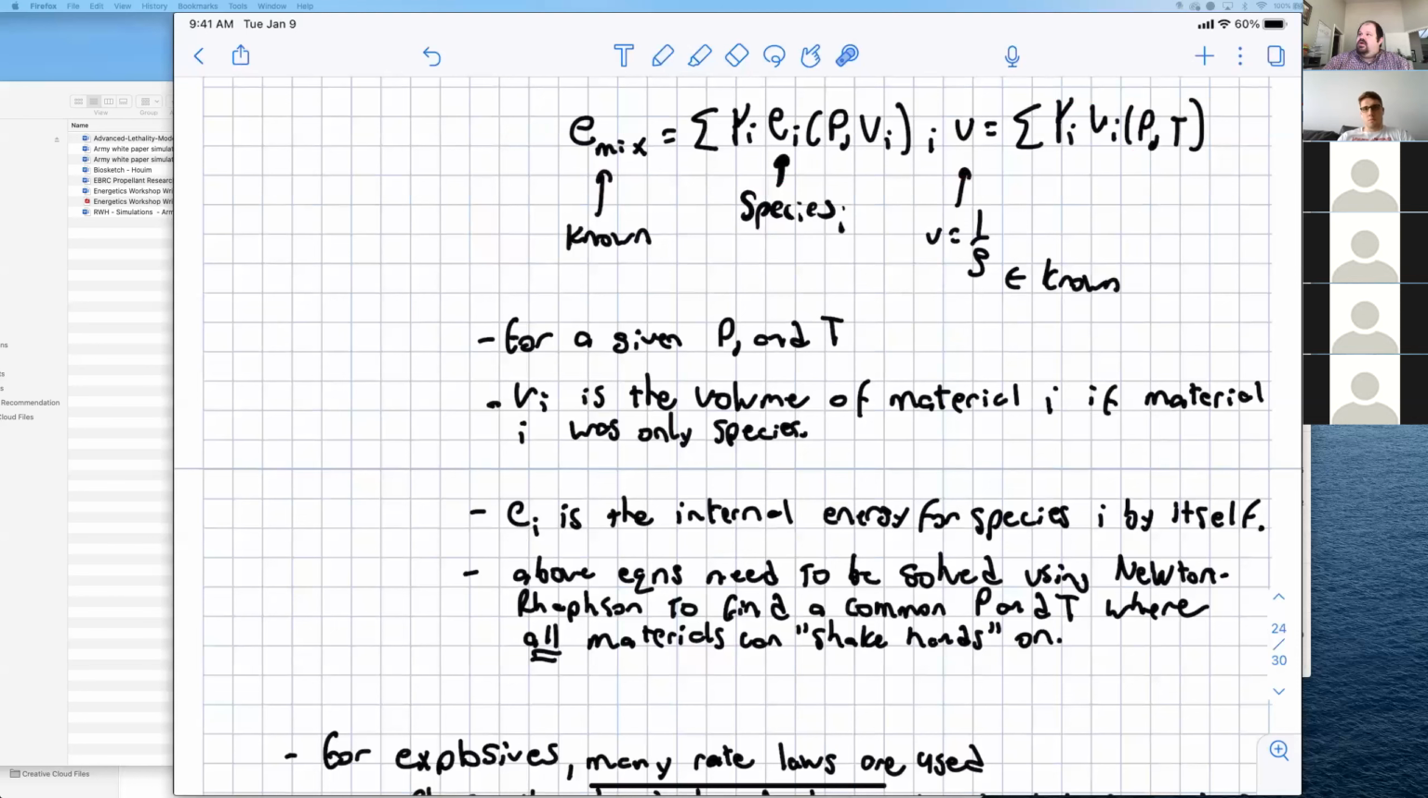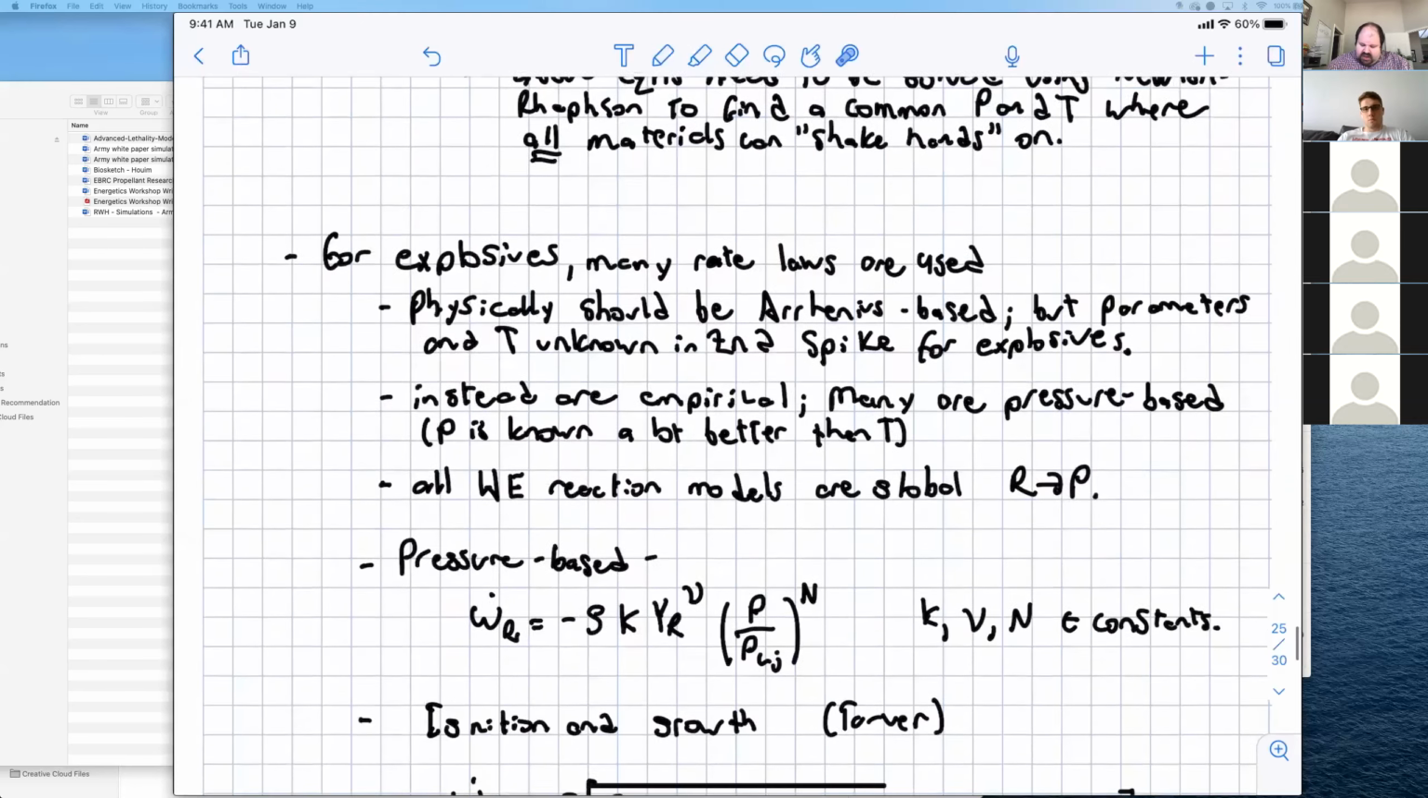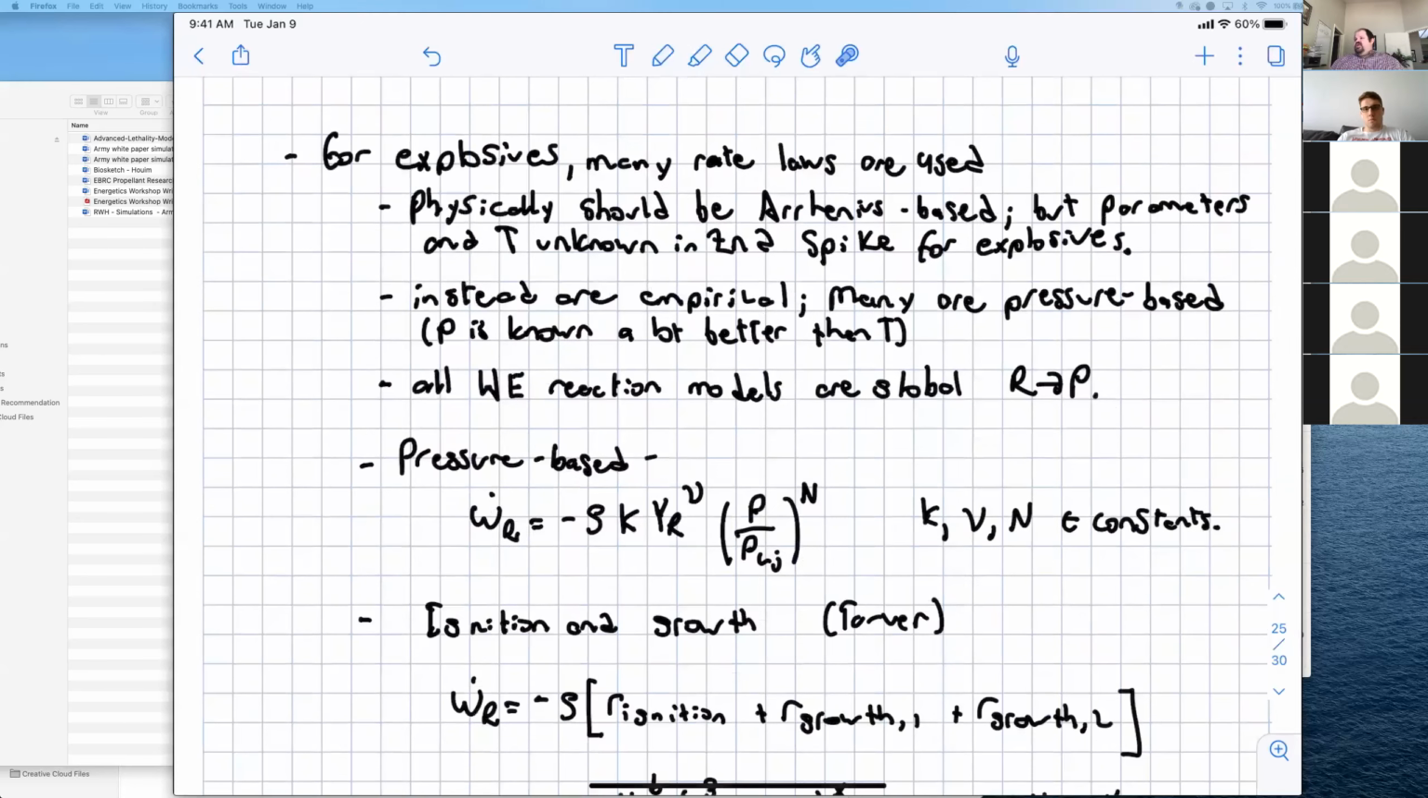I'm just making you aware that even though an explosive involves a solid material, with crazy equations of state, you still in principle solve the exact same equations, just complicated by the fact that all of the different materials have a completely different equation of state. And then for explosives, you need a rate law.